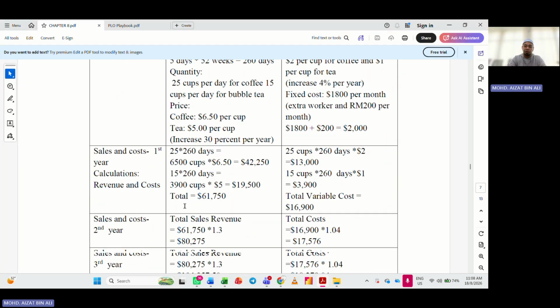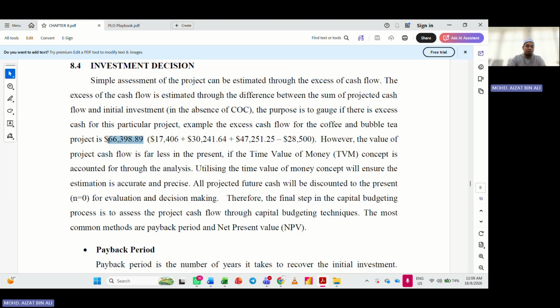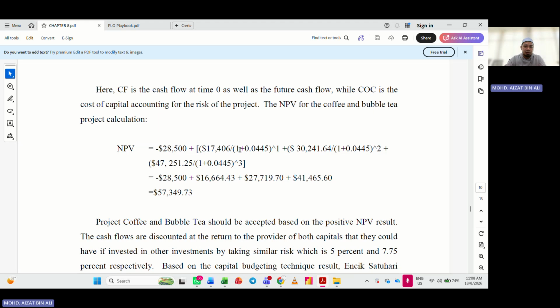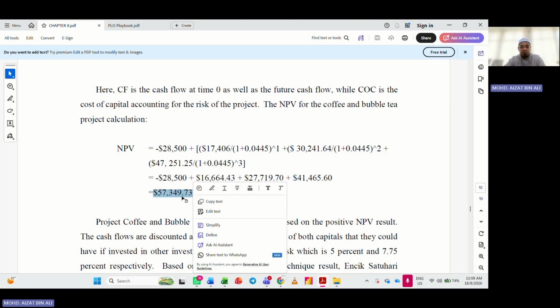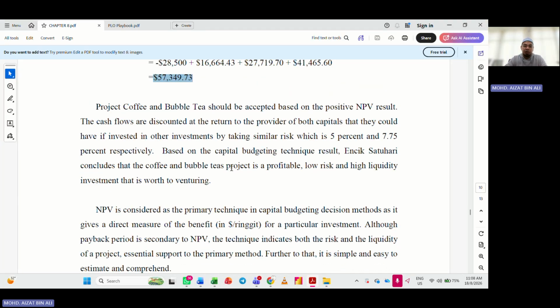If we go back to our textbook example, this is the excess cash flow. Where's the NPV? This is the NPV, 57,349.73. The amount is different from mine because I include the terminal cash flow. If we delete this, it's just the same thing. Here I added the 4,000 earlier, the terminal cash flow. So that is the NPV.